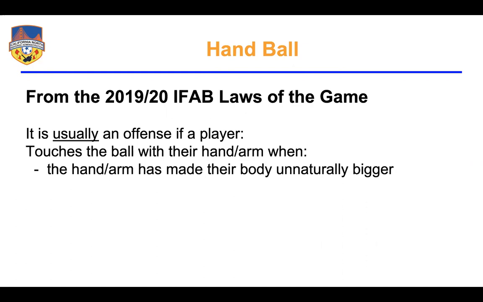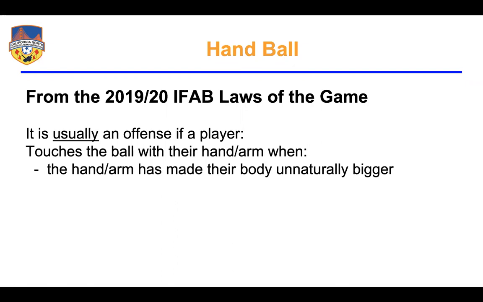And so the guidance that we're offering now throughout the professional level and all the way down through the grassroots level is, if the arm is outside the normal silhouette of the body, we consider that unnaturally bigger. So if the hands are within the silhouette or as tight to the body as possible, we don't want to call a handball if it touches the arm in that scenario.